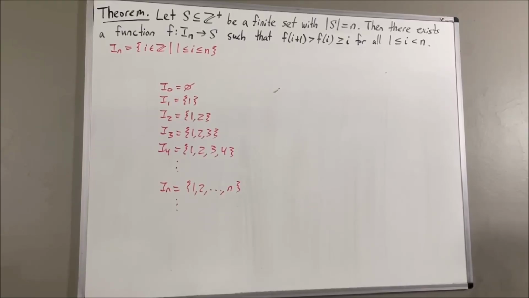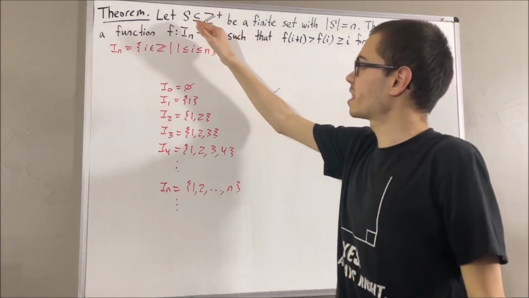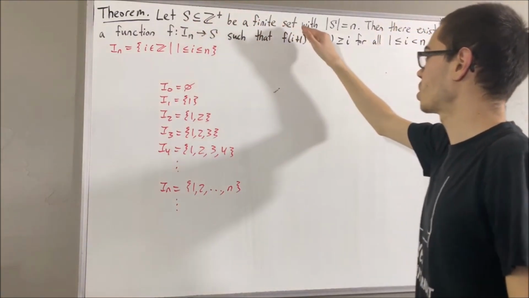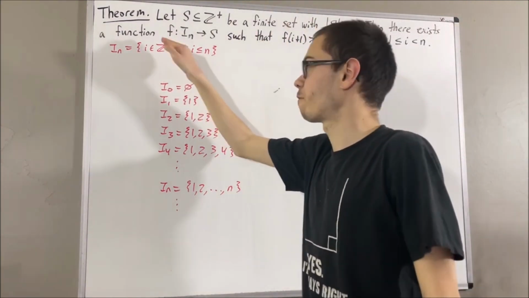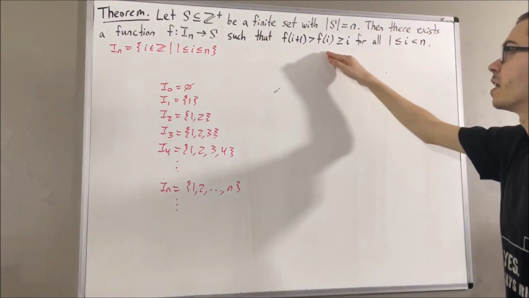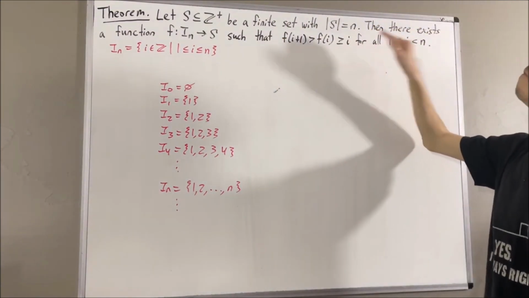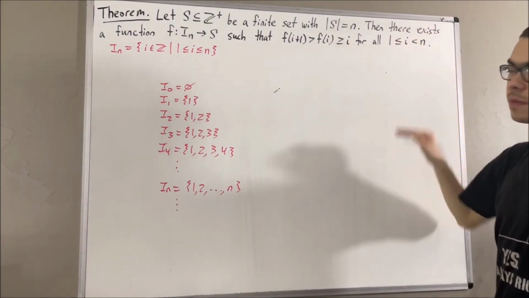Hello! In this video, we are going to prove the following theorem. Let S be a finite subset of positive integers with n elements. Then there exists a function f from I_n to S such that f(i+1) > f(i) ≥ i for all integers i such that 1 ≤ i < n.